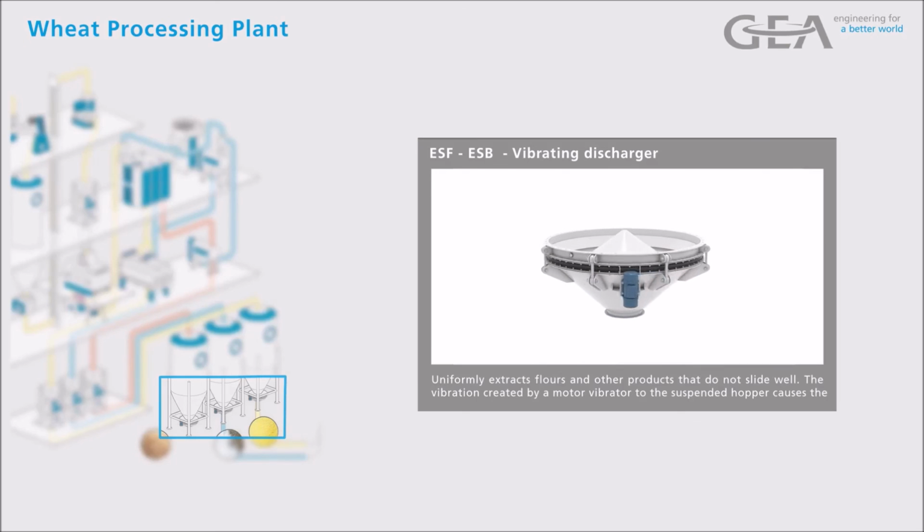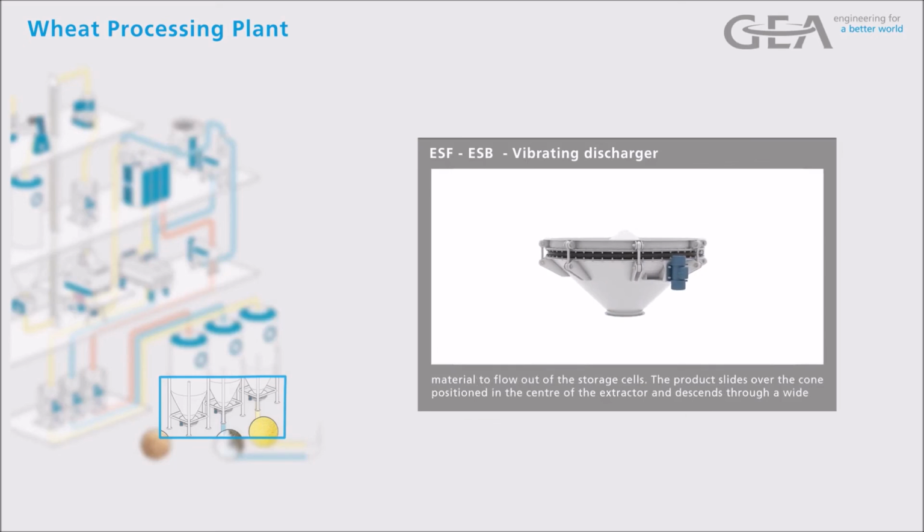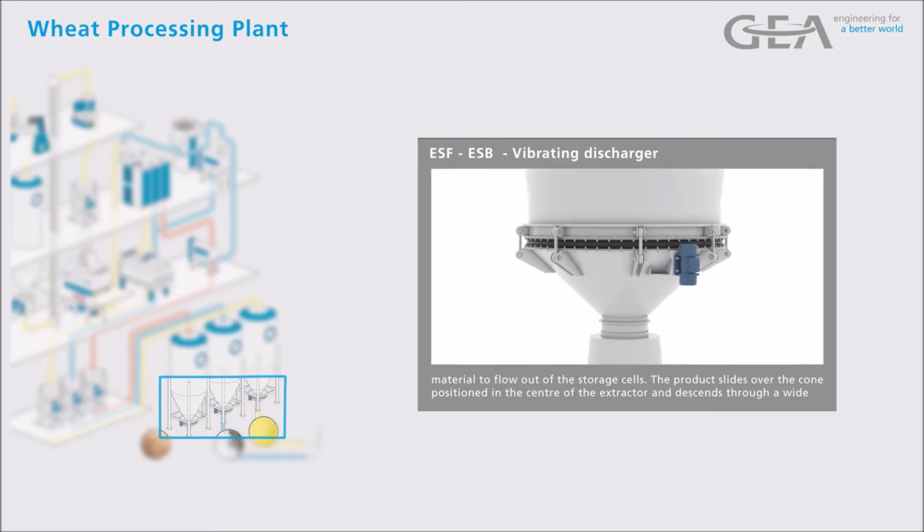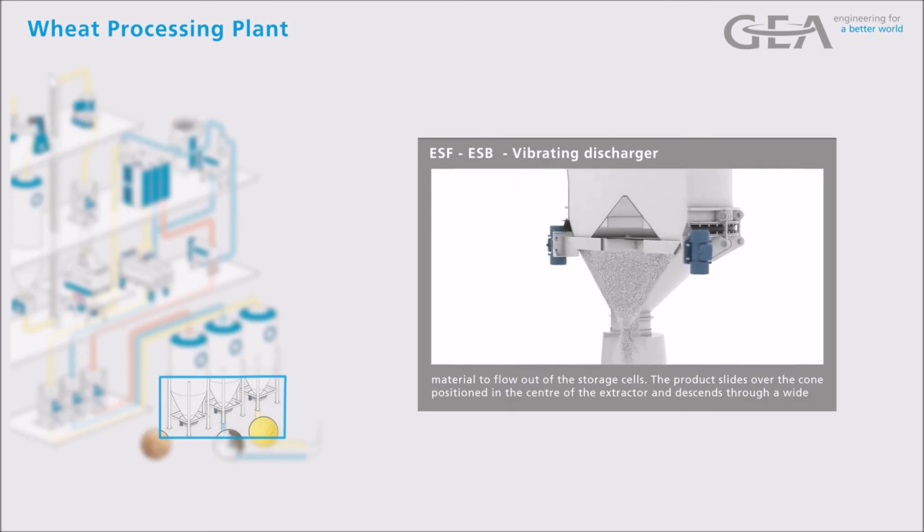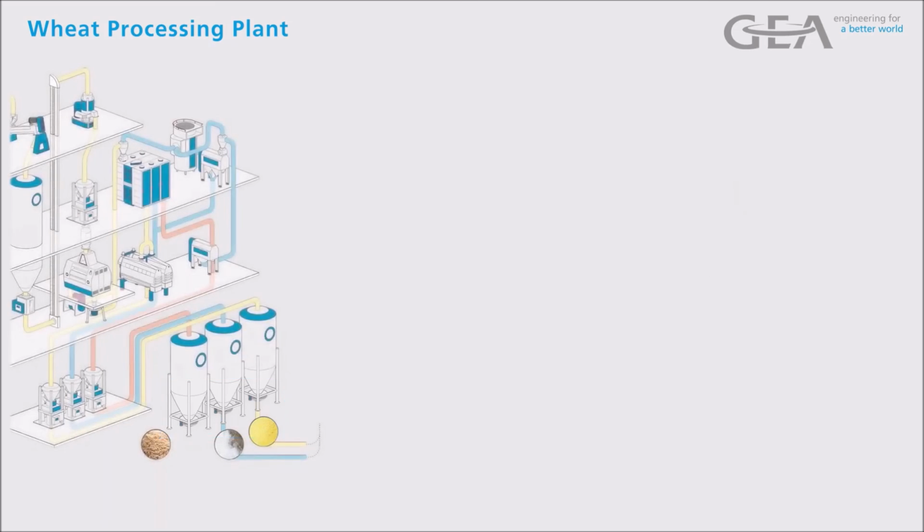The vibration created by a motor vibrator to the suspended hopper causes the material to flow out of the storage cells. The product slides over the cone positioned in the center of the extractor and descends through a wide circular peripheral slot toward the outlet. The machine's effective principle guarantees uniform extraction for flour and other products, even when they do not slide well.